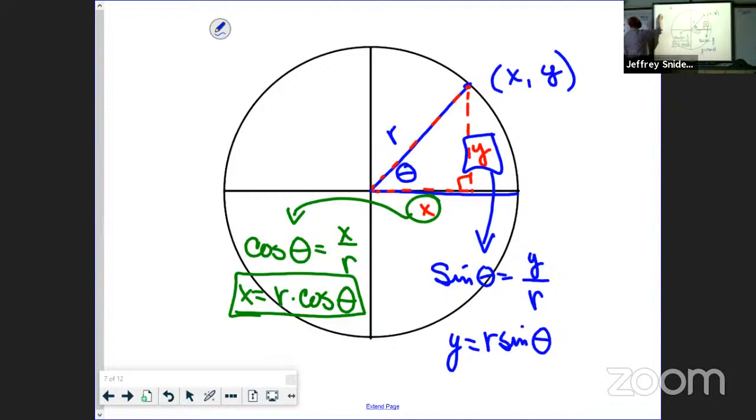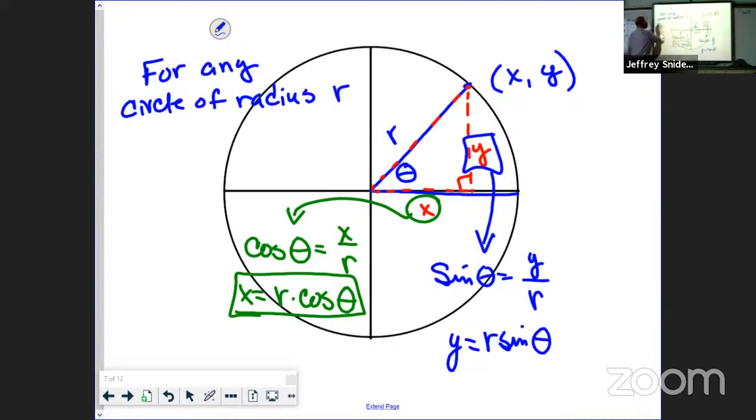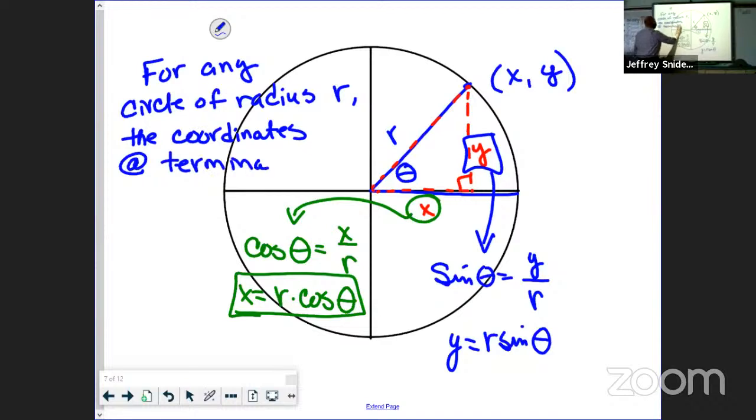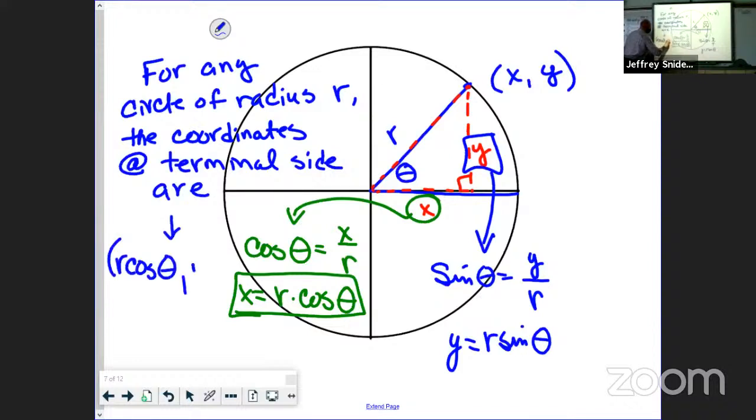Okay, so for any circle of radius r, the coordinates at the terminal side are r cosine theta, r sine theta.